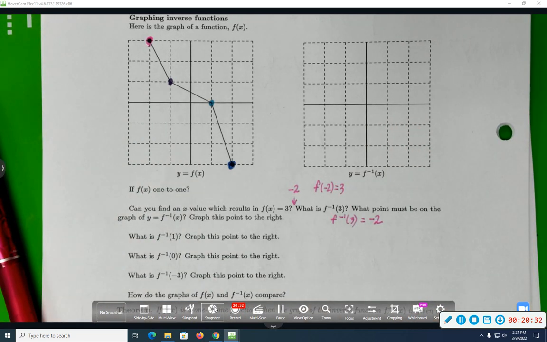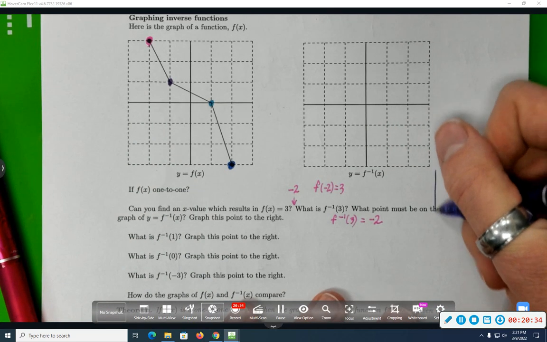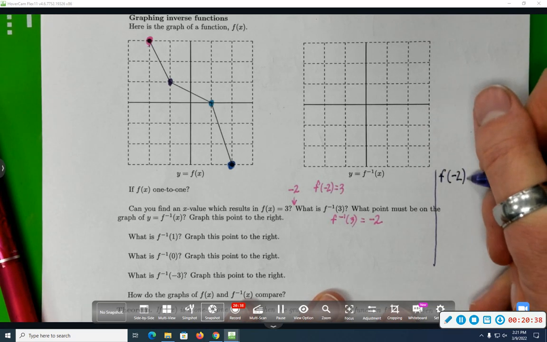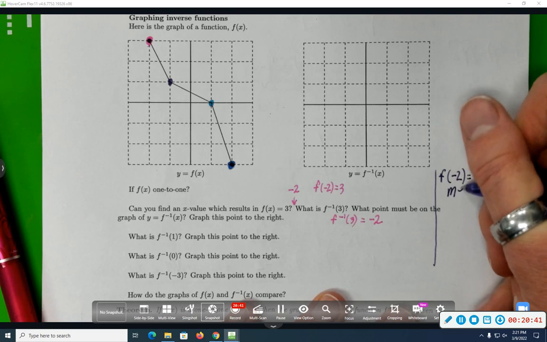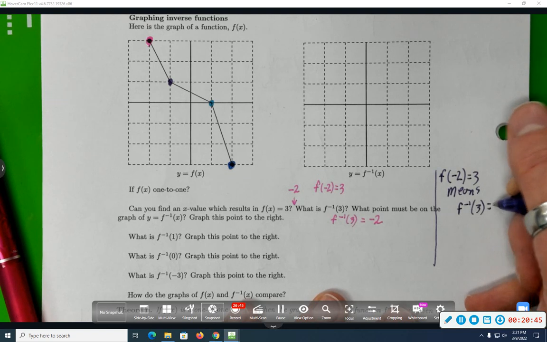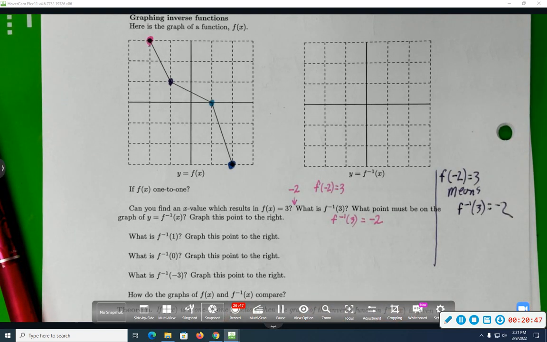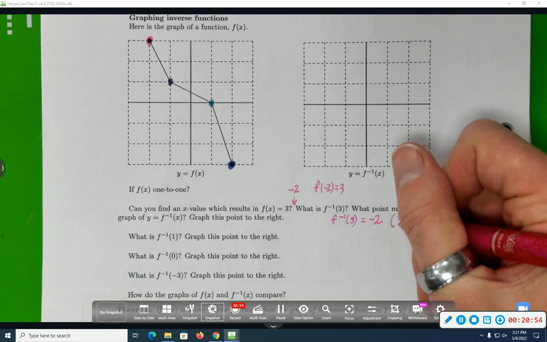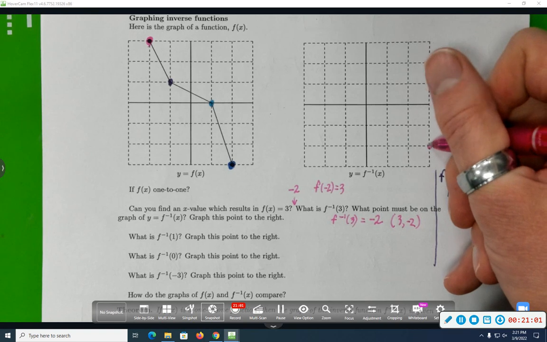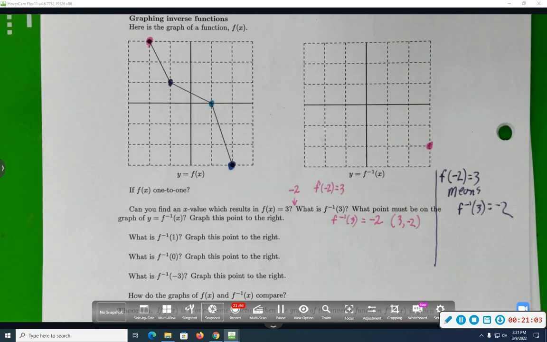And maybe the takeaway there, just to say it explicitly, f of negative 2 equals 3 means f inverse of 3 equals negative 2. Inverse functions switch inputs for outputs. So let's go ahead and graph this. That means (3, negative 2) must be on the graph of the inverse function. (3, negative 2). So let's play the same game a few more times.